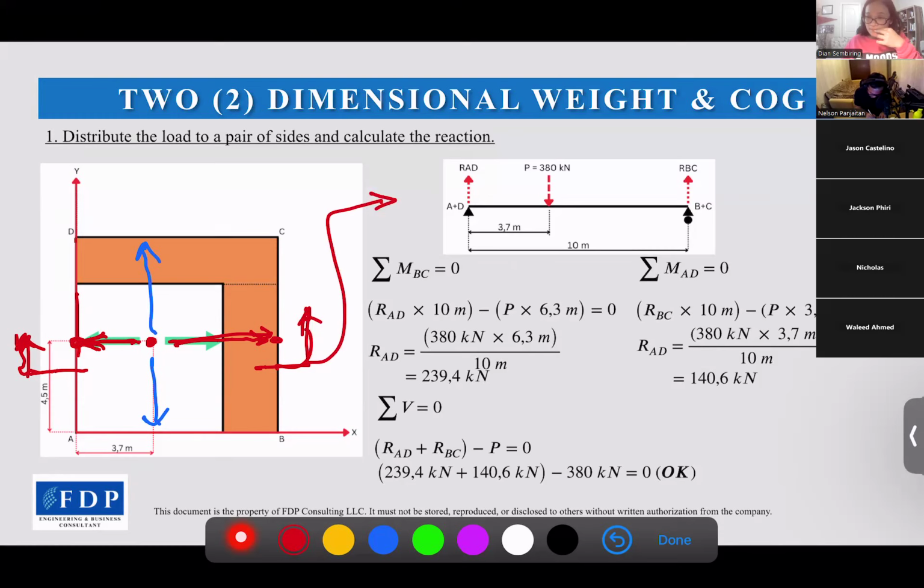A plus D is this side, which will be at the left, and this side B plus C will be at the right side, and the load will be sitting exactly at the COG in the X direction, 3.7, right? For the 4.5, because it's already the distributed load, I already got it sitting here, and then we see this side like that. Okay, clear.